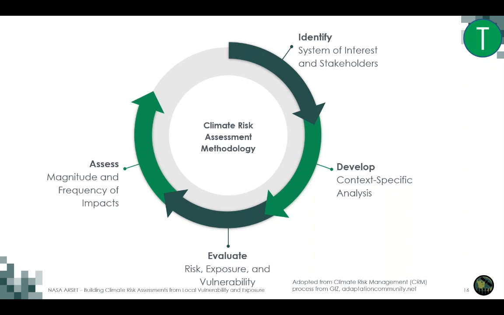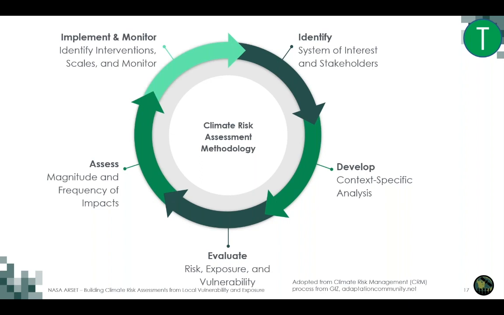We then assess the magnitude, frequency, and other components of impacts using a variety of diagnostics and models so that we can understand the growing concerns as well as uncertainties in the overall risk assessment. The final phase is to identify specific interventions and the scales at which interventions may be implemented, and then to monitor the overall set of implementations and see how well they are progressing against their own design criteria and the climate changes that are occurring. For more on how this works in the CASI project, back to Sanketa.